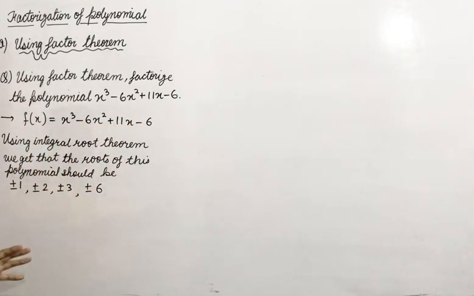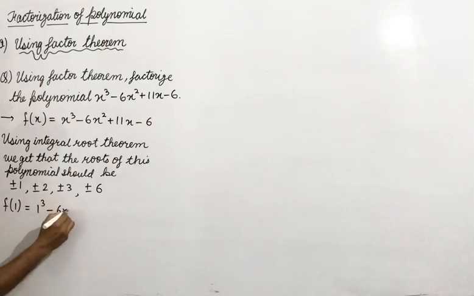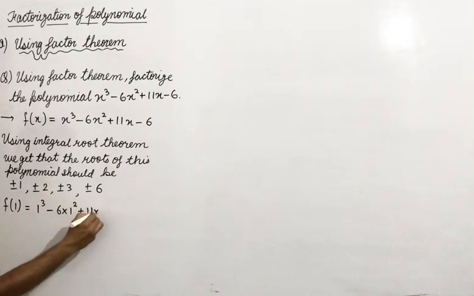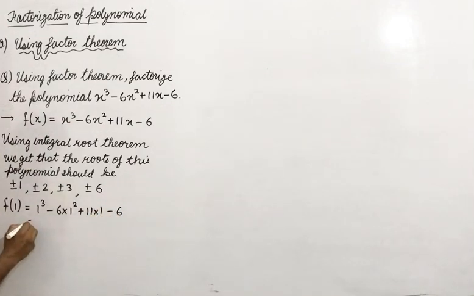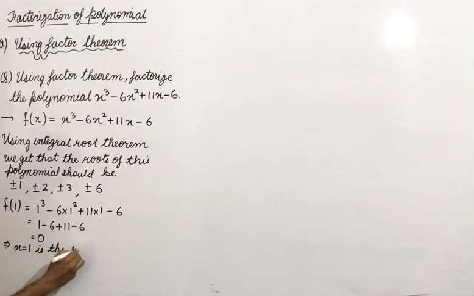So we will start by hit and try. First of all, we will check f(1). Let us check. f(1) equals 1 cube minus 6 into 1 square plus 11 into 1 minus 6. So this is 1 minus 6 plus 11 minus 6. This is 0. It means that x equals 1 is the root of f(x).